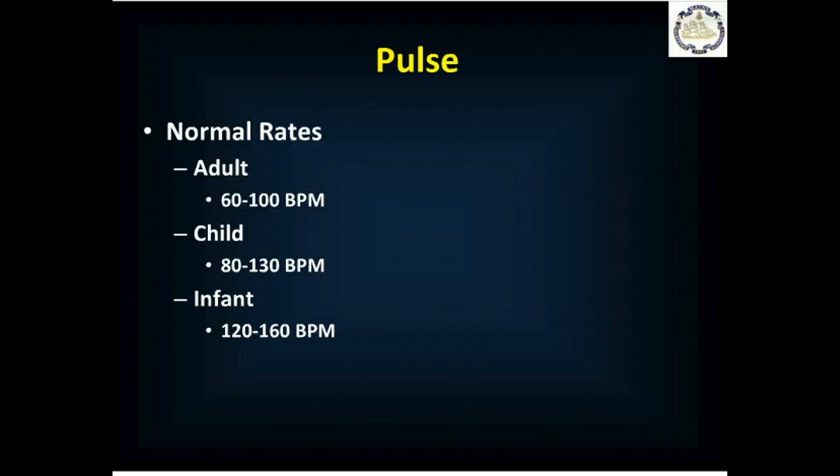Children, their rates typically 80 to 130 beats per minute, and in infants 120 to 160 beats per minute. And for children and infants, that's in a not crying state. When they're crying, those numbers go up. When they calm down, they come back down.